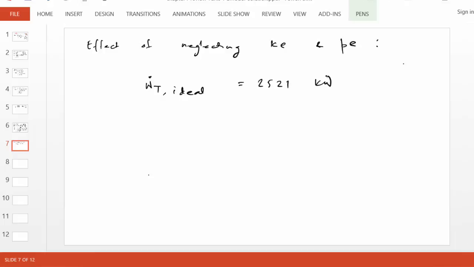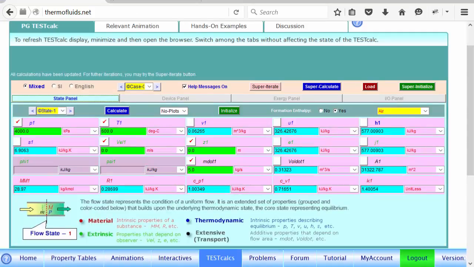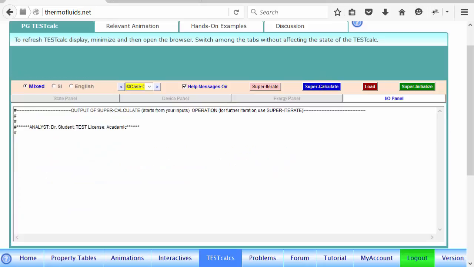And now we'll allow potential energy to be significant and see how much the answer would change had we not neglected potential energy. So we'll make up a scenario here. At stage 1, at the inlet, the turbine height was 2 meters, and we'll leave the exit as 0. So we'll calculate the state with this updated information. And at stage 2, turbine height is 0. In other words, we now have a potential energy difference between inlet and exit. To update all the calculations, we simply click Super Calculate.